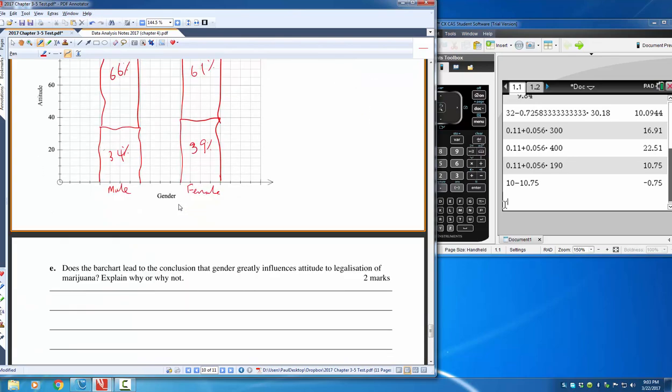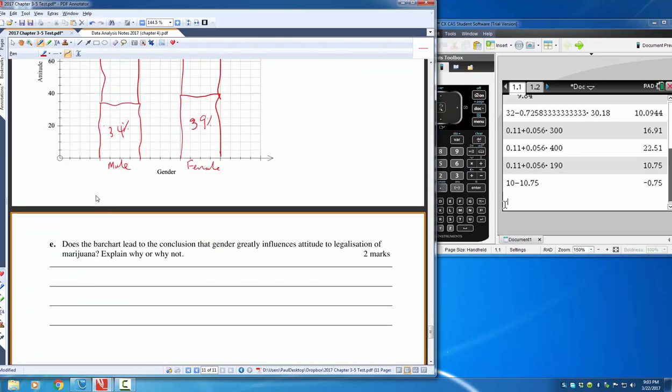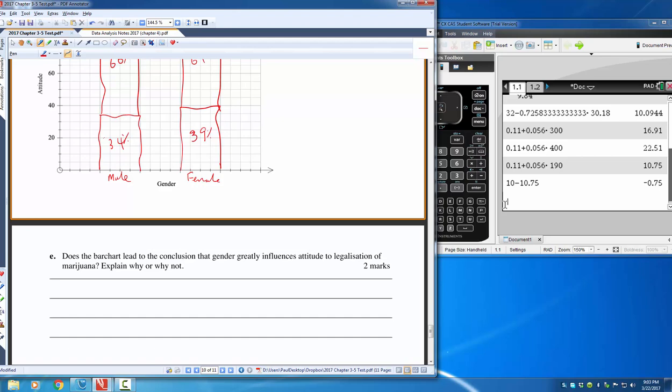Alright, so the very last question. Does the bar chart lead to the conclusion that gender greatly influences the attitude to legalization? Well, it certainly doesn't. So no. Gender is not related to the legalization.